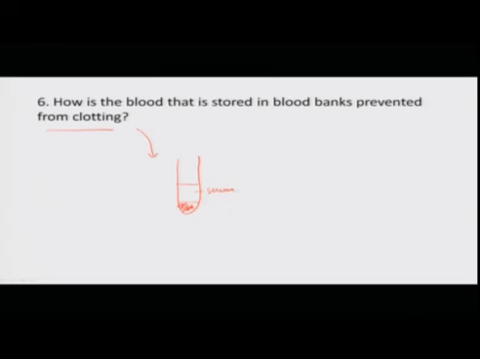The answer is that a lot of the steps in the blood clotting process are dependent on the presence of calcium. So, if you add to the blood a substance that will remove the calcium or precipitate the calcium, then the blood clotting cascade, the steps that I told you, A to B to C, which ultimately lead to the production of fibrin, will not take place. So, therefore, if you remove calcium from the blood, you can store it and prevent it from clotting.